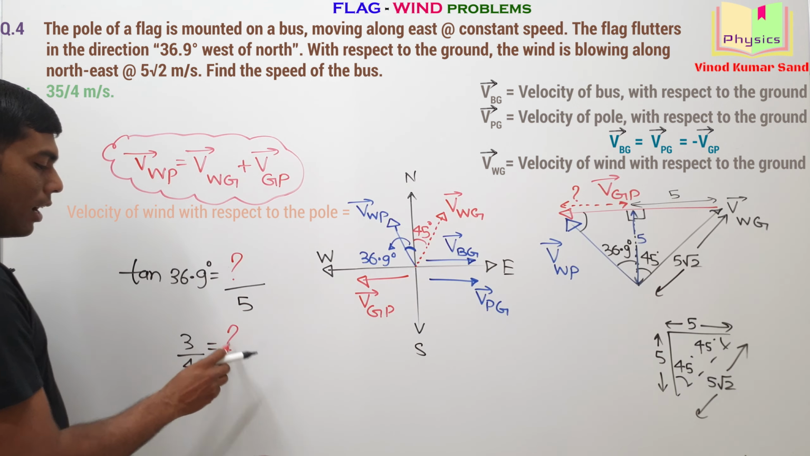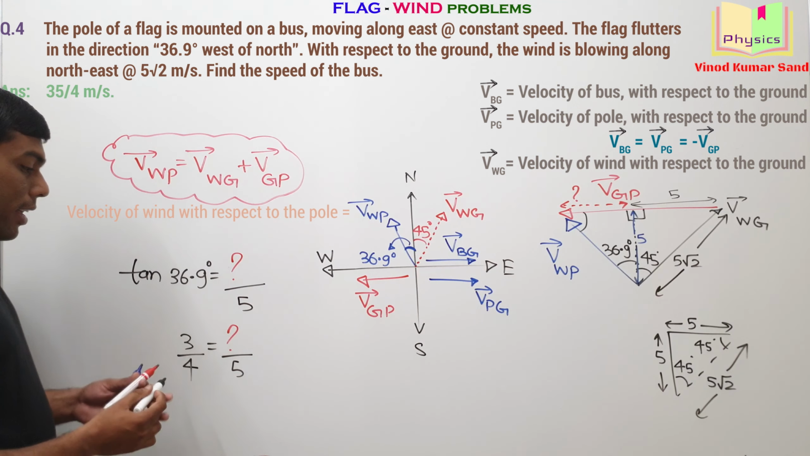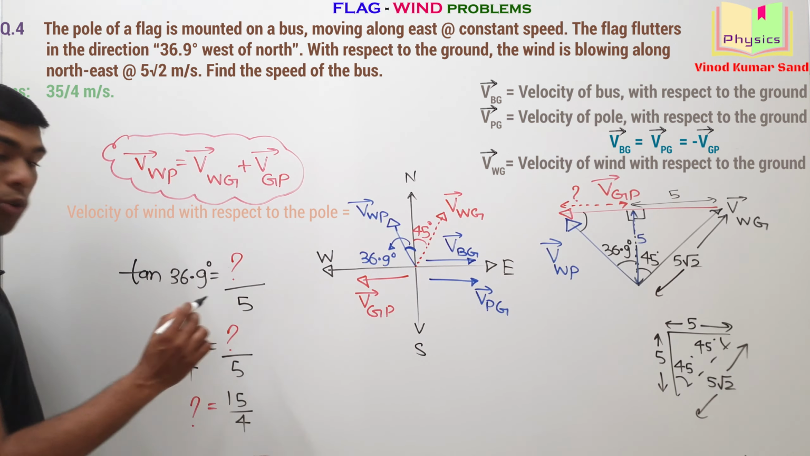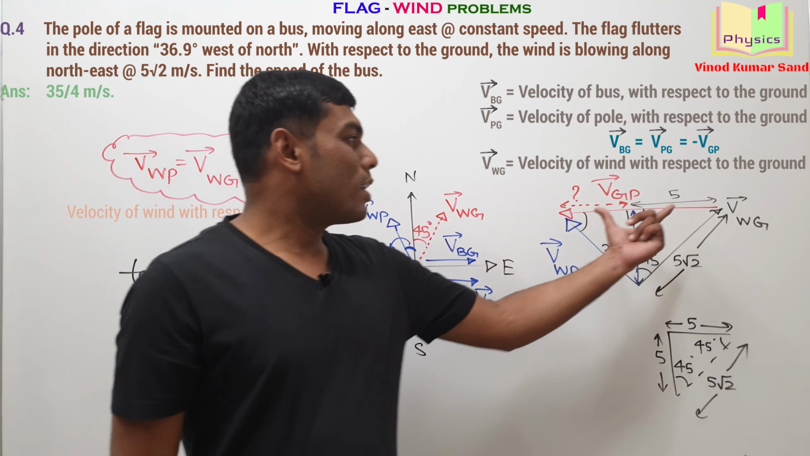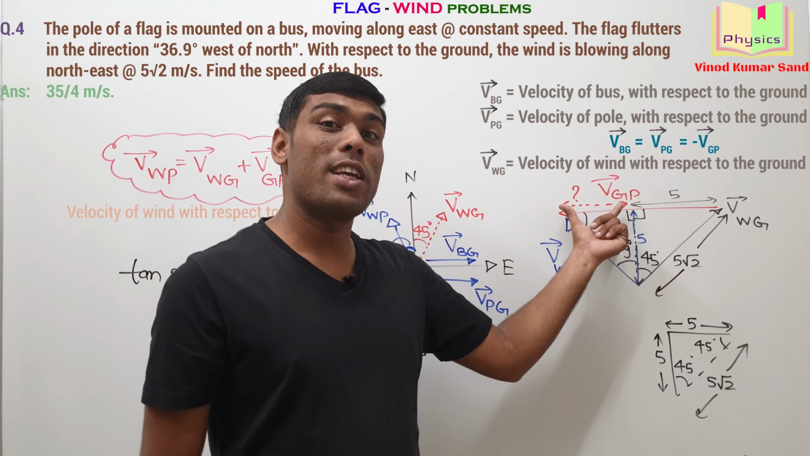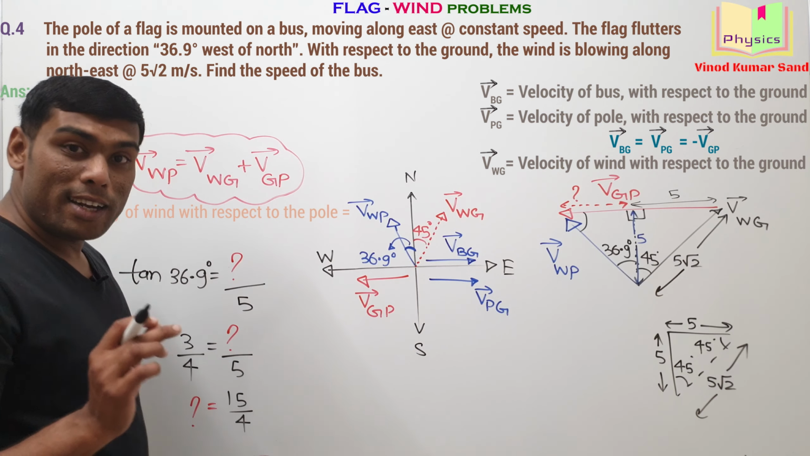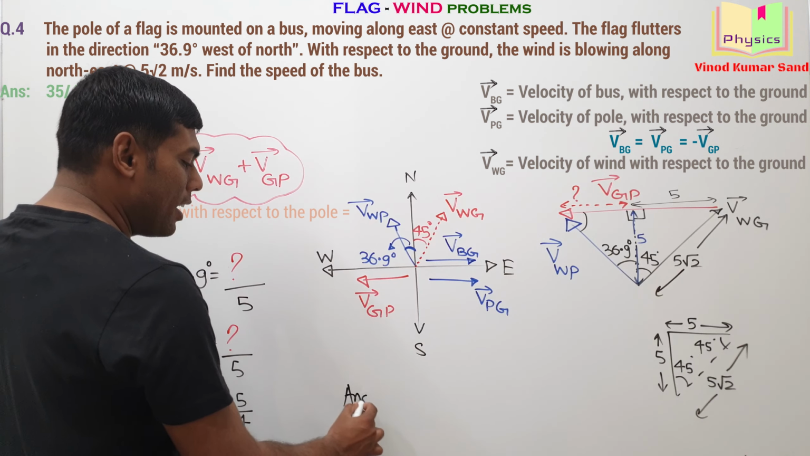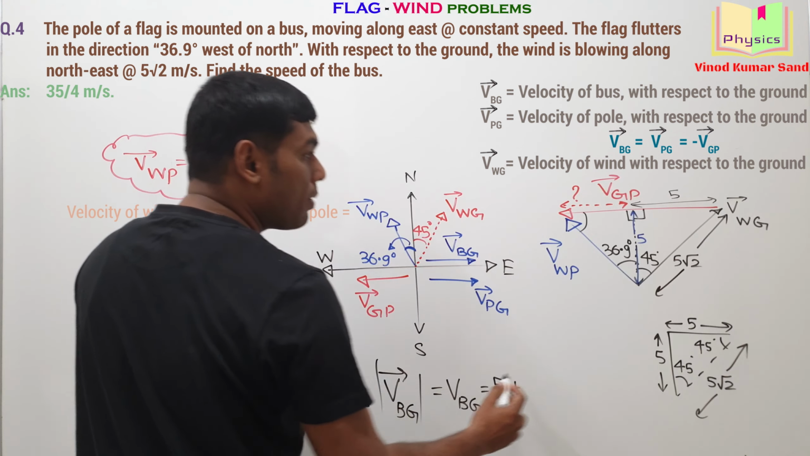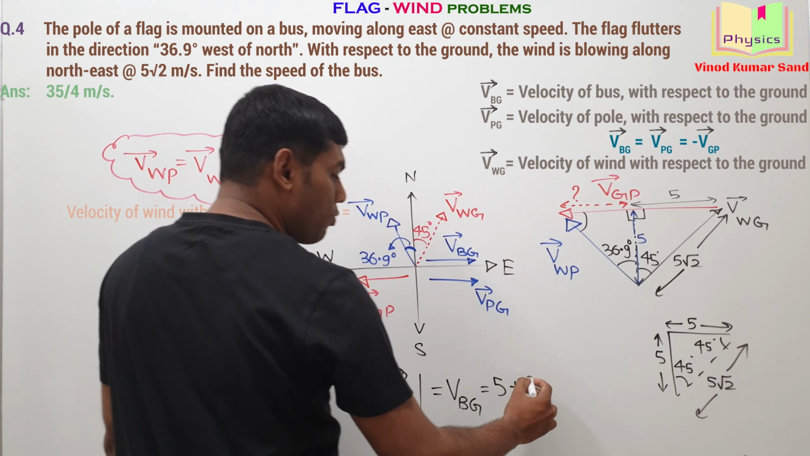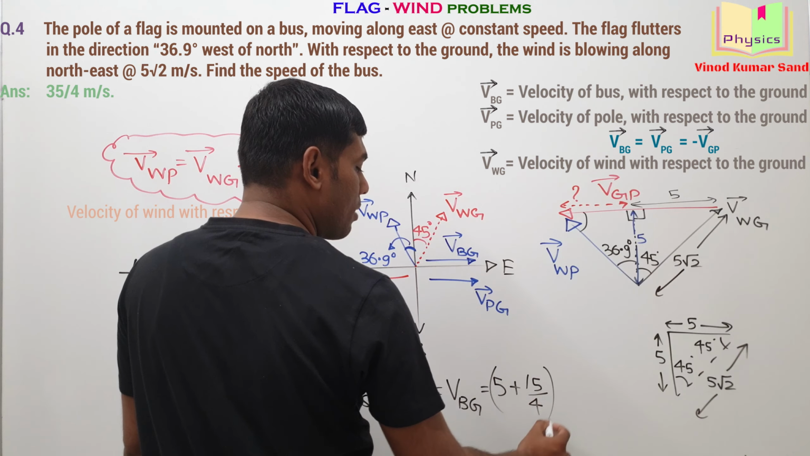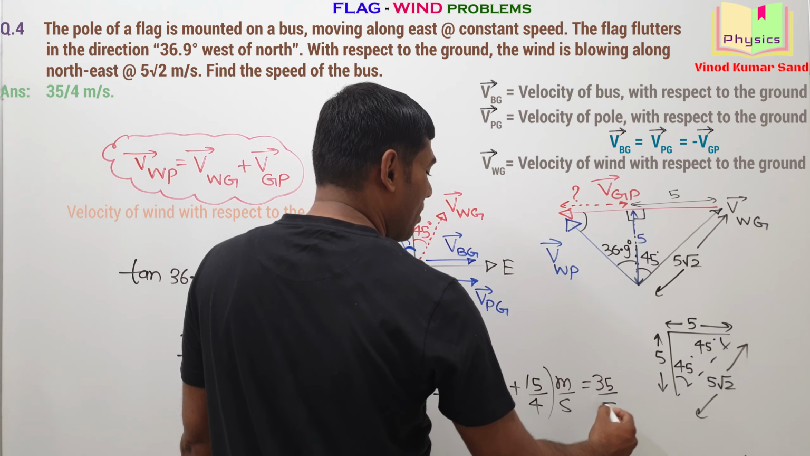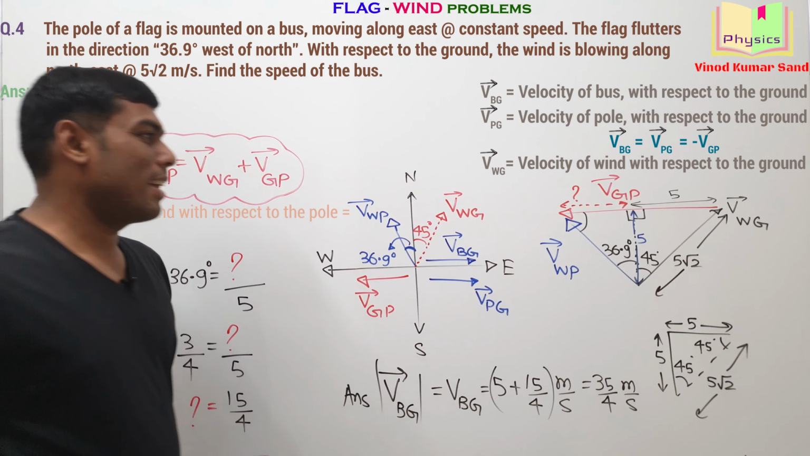So unknown length divided by 5. Here comes the unknown length is equal to 15 by 4. Done? Now this length is 5, this length is 15 by 4. So the net speed of the bus with respect to the ground will be equal to 5 plus this length, which was 15 by 4 meter per second. And when we simplify, we'll get 35 by 4 meter per second.